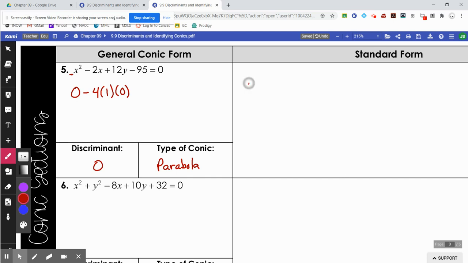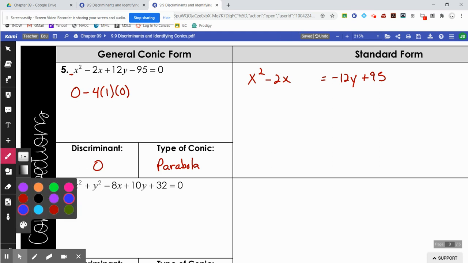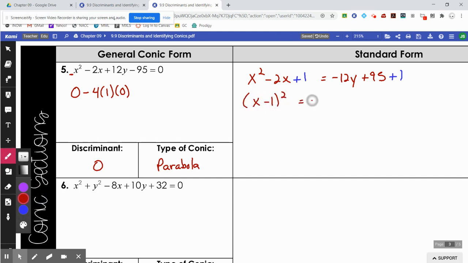So let's group our x squared stuff together: x squared minus 2x. Move everything else to the other side, so you have negative 12y and a positive 95 on the other side. Let's complete our square. Half it, square it, add it to both sides. So we're going to add a 1 to both sides. Now let's factor. This factors into x minus 1 squared equals negative 12y plus 96. Let's move our 96 back over. So you now have x minus 1 squared minus 96 is negative 12y.